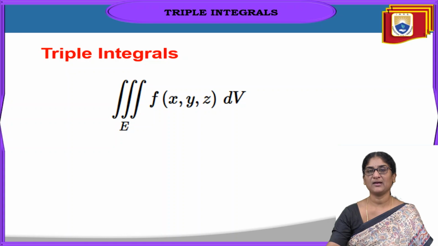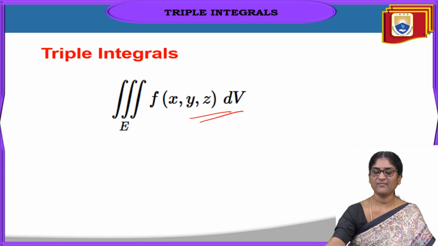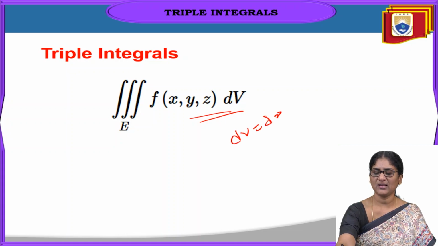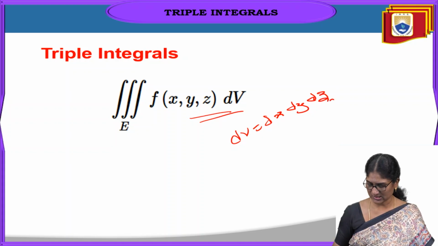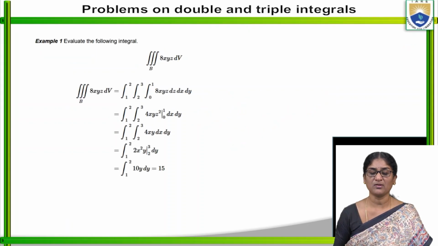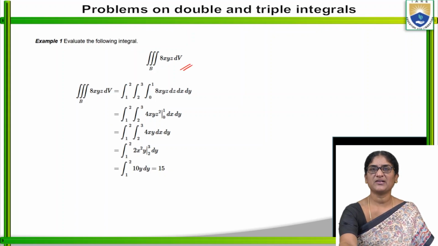Let us take some examples of triple integrals. Now you all know that in triple integrals the volume of the function can be found by the triple integral of f of x comma y comma z of dv, in which dv is nothing but dx dy dz. Here the three variable questions will be there. Let us take one example of how to find the volume. Evaluate the following integral, that is a triple integral of 8xyz dv.